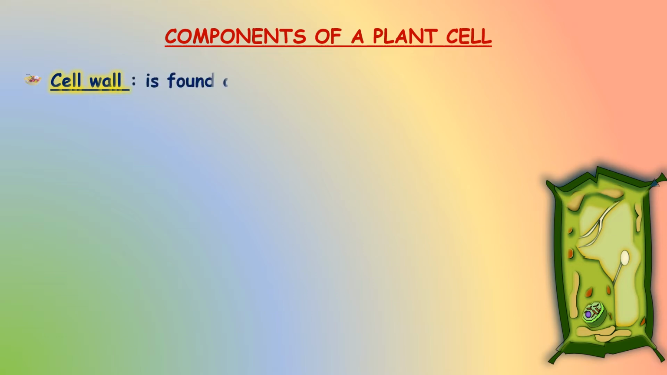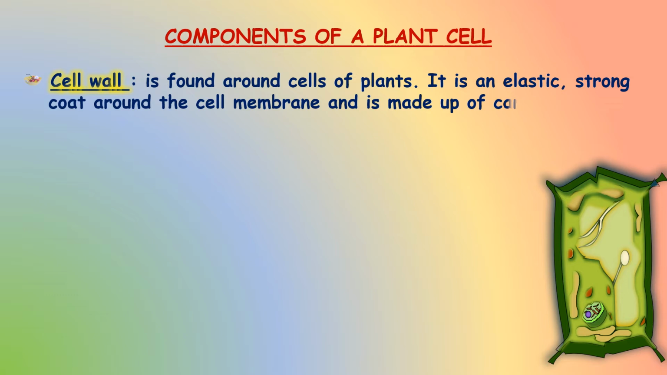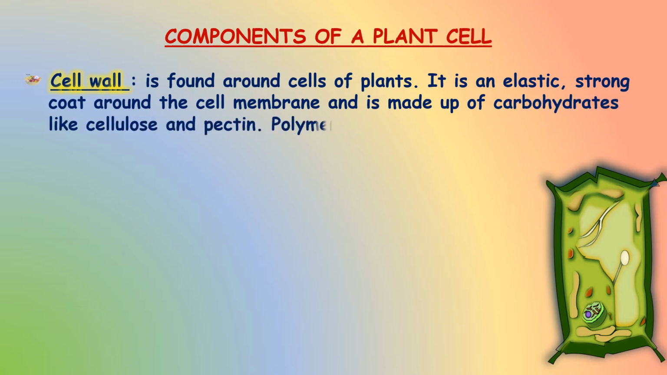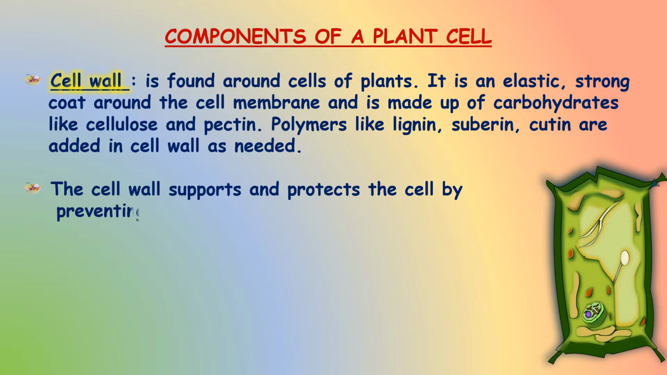First of all, the cell wall. Found around the cells of plants, it is elastic, strong, is around the cell membrane and is made up of carbohydrates like cellulose and pectin. Lignin, suberin, cutin are added in the cell wall as needed. So this dark green structure outside the plasma membrane is the cell wall. Now the cell wall supports and protects the cell by preventing the entry of excess water into the cell.